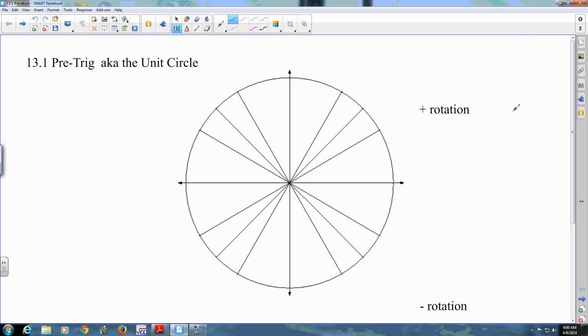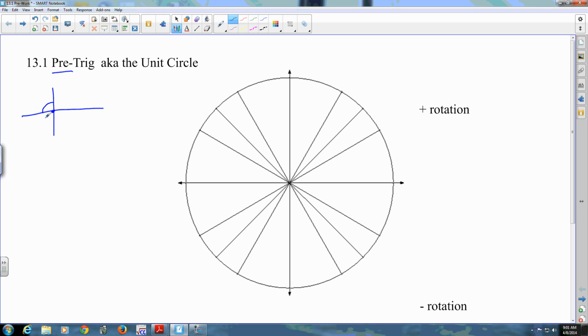Hello everyone, this is for the beginnings of section 13.1 for pre-algebra. I'm looking at pre here, apologize for that. For algebra 2, first thing you guys have to learn is about the unit circle. It is a circle of radius 1 centered at the origin.